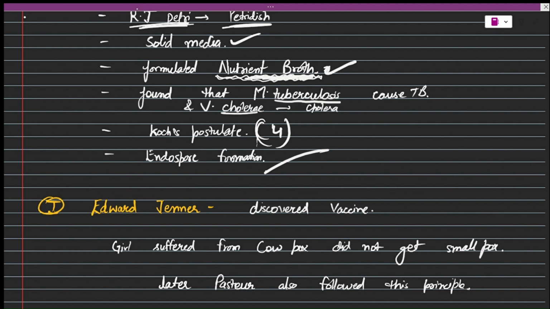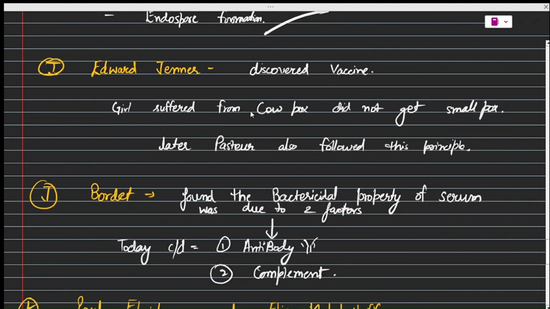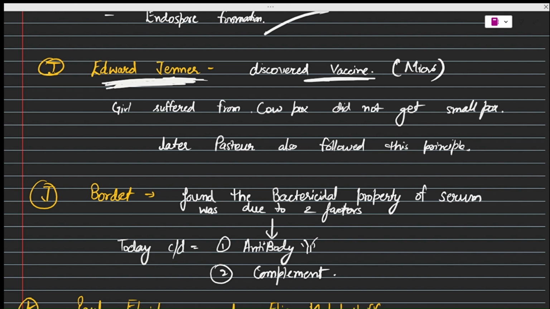He also found that Mycobacterium tuberculosis was the causative agent for TB, and Vibrio cholerae was the causative agent for cholera. Koch's postulate was given by him, of course, and endospores were also given by him. Then comes Edward Jenner, who also achieved a milestone in the world of microbiology. He discovered the vaccine, so we can say he is the father of vaccine also.